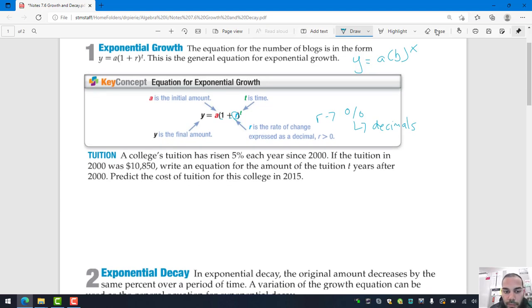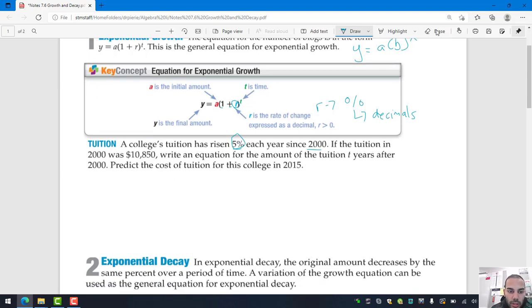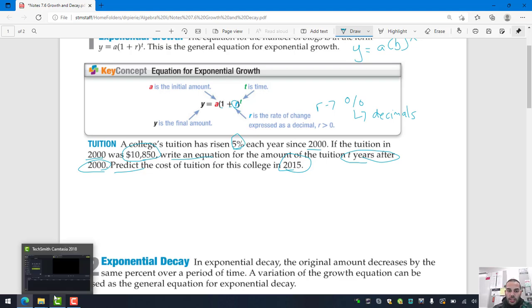So here's a scenario. It says a college's tuition has risen 5% each year since 2000. If the tuition in 2000 was $10,850, write an equation for the amount of tuition t years after 2000. The first thing we have to do is write an equation, and after that we have to predict the cost of the tuition in 2015. So first, let's write the equation. In this example, we're talking about college tuition.